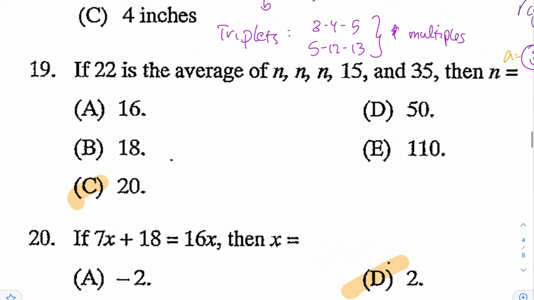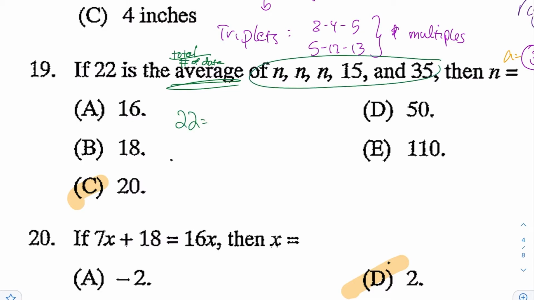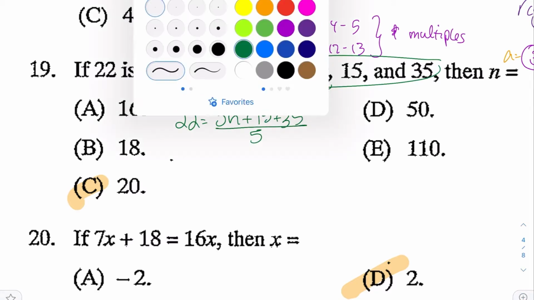Next, for number 19, if 22 is the average of n, 15, and 35, then n is equal to. So here's another average question. And remember, average is the total divided by the number of data. So 22 is equal to the total. So you have to add those numbers up. N plus n is 2n... that's 3n plus 15 plus 35. And I want to divide this by 5 because you have 5 numbers.